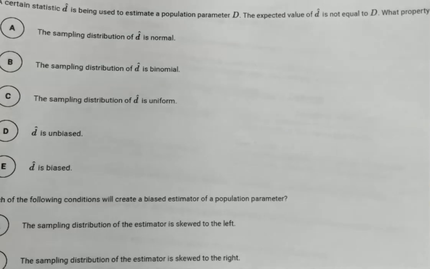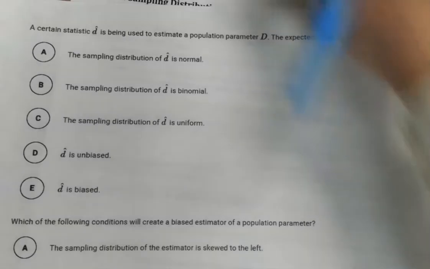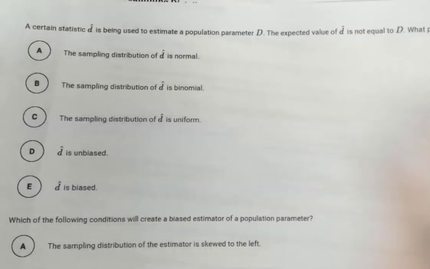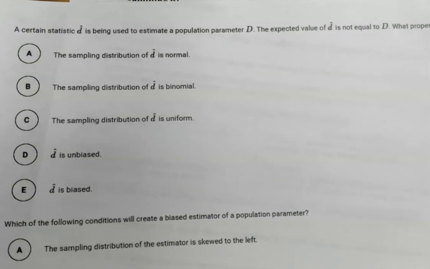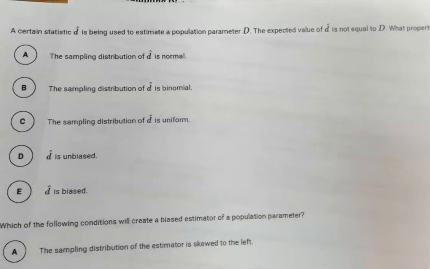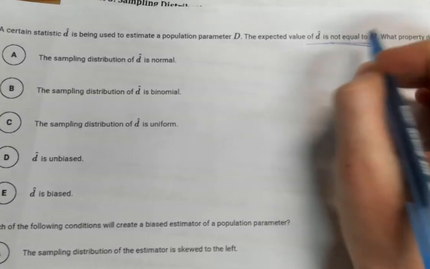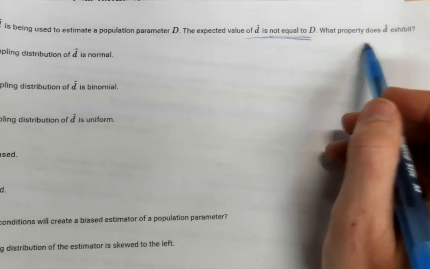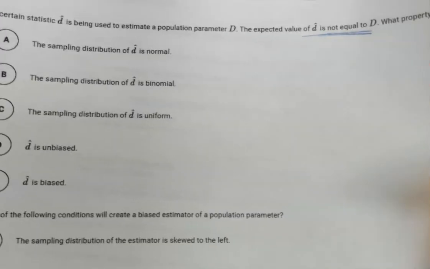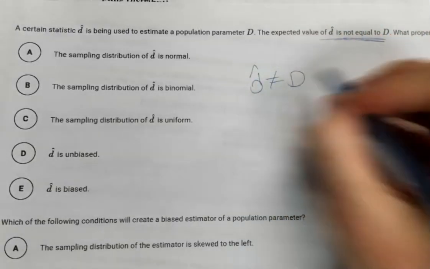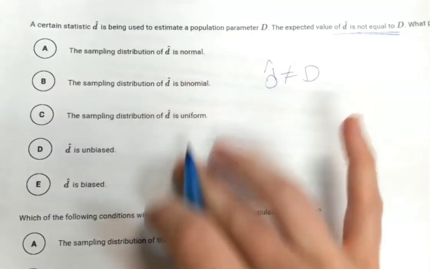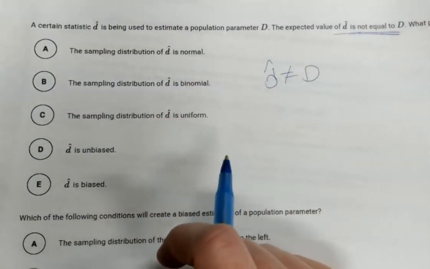All right, so we have 2 practice problems with these, and then we are done. Okay, so a certain statistic D hat is being used to estimate a population parameter D. The expected value of D hat is not equal to D. What property does D hat exhibit? So we're saying that D hat does not equal D, when the D is the parameter. So take a minute and look through these answer choices and see what you think.